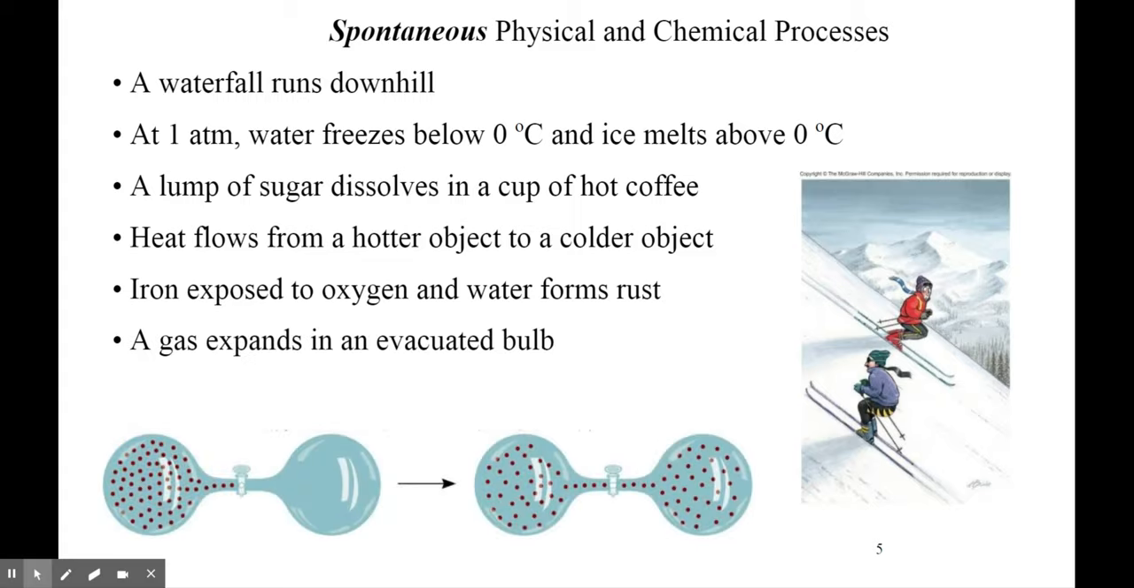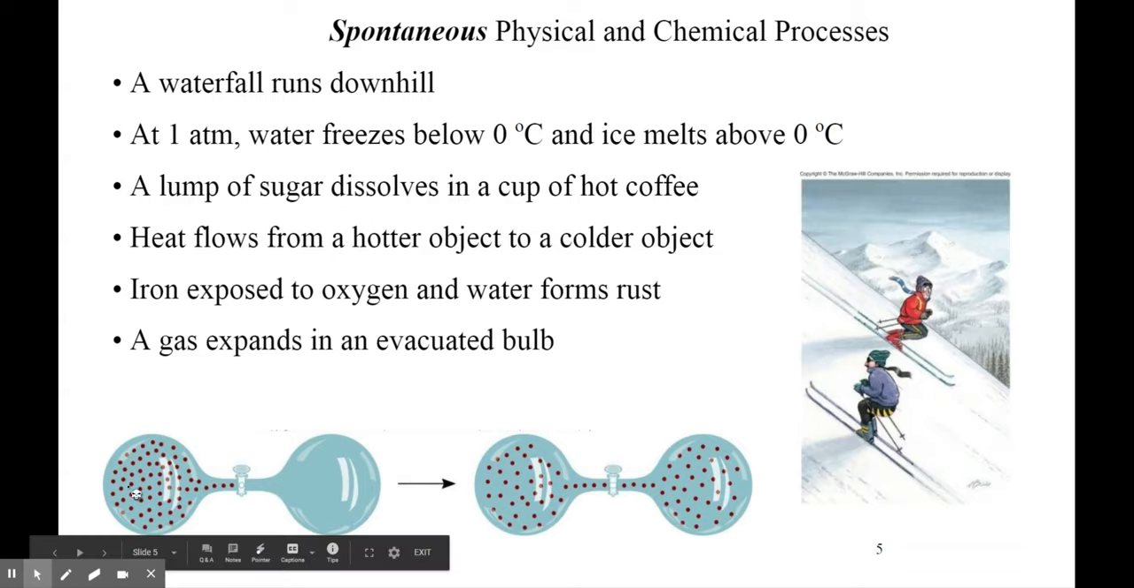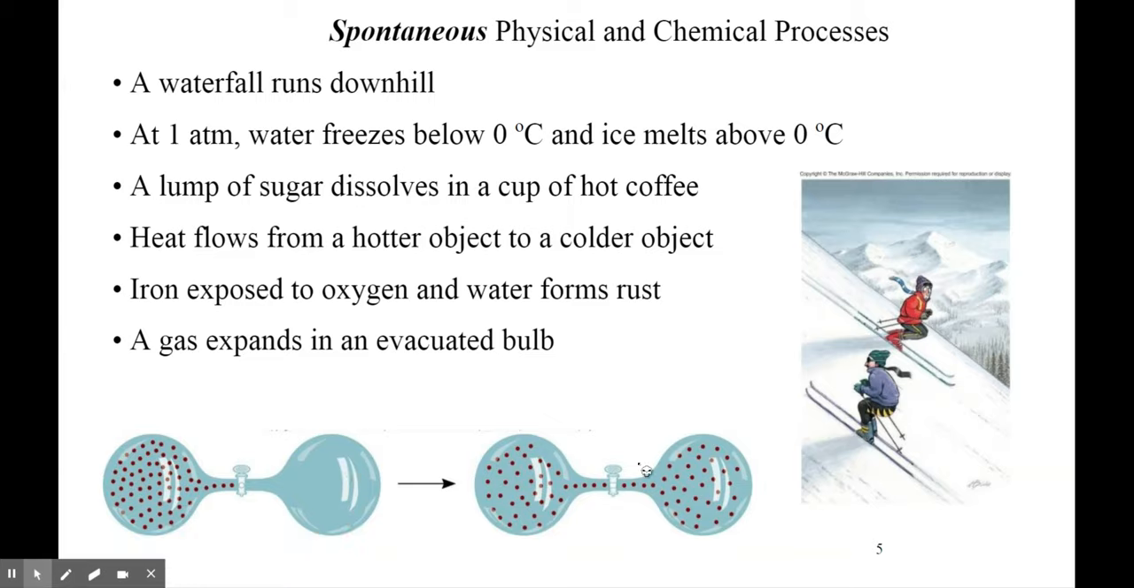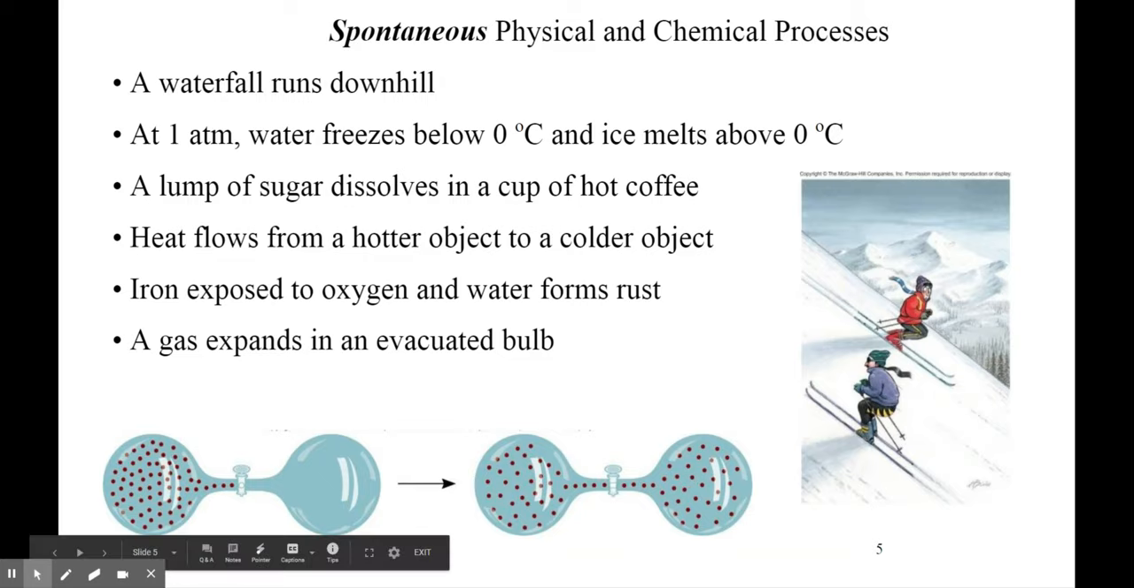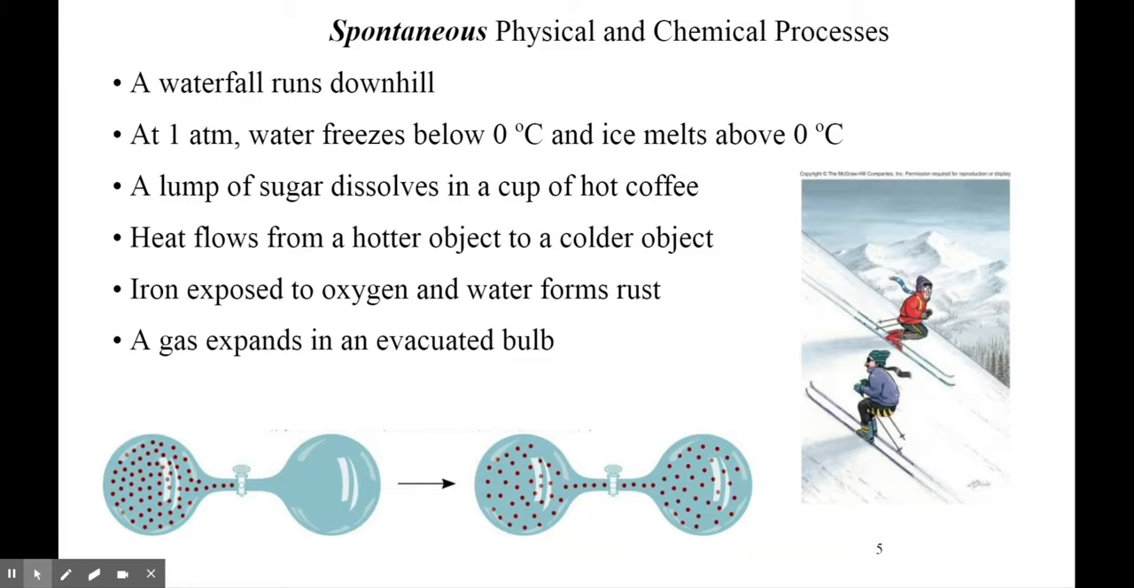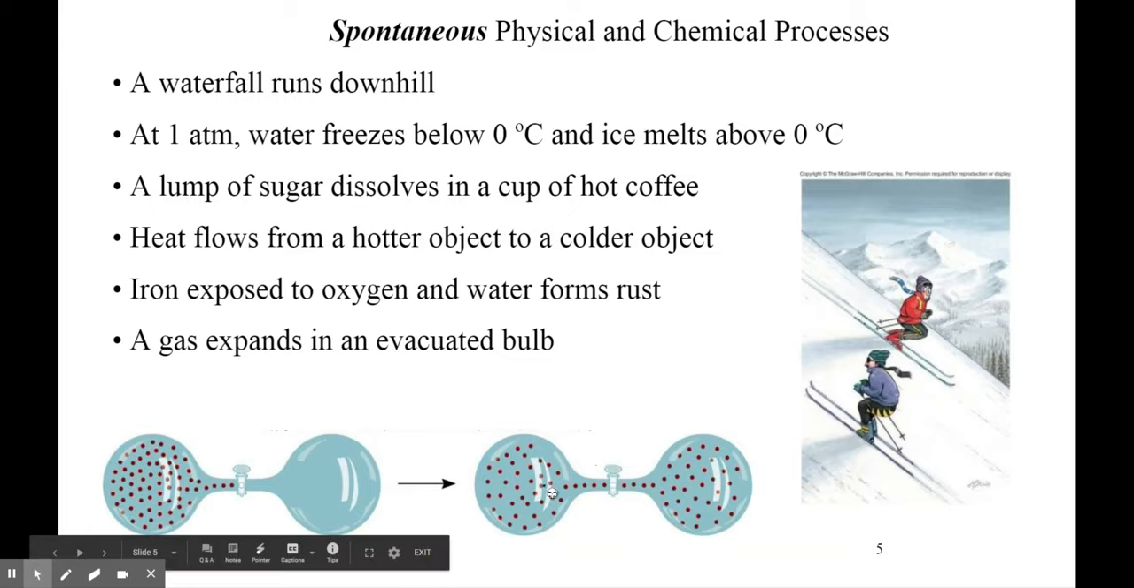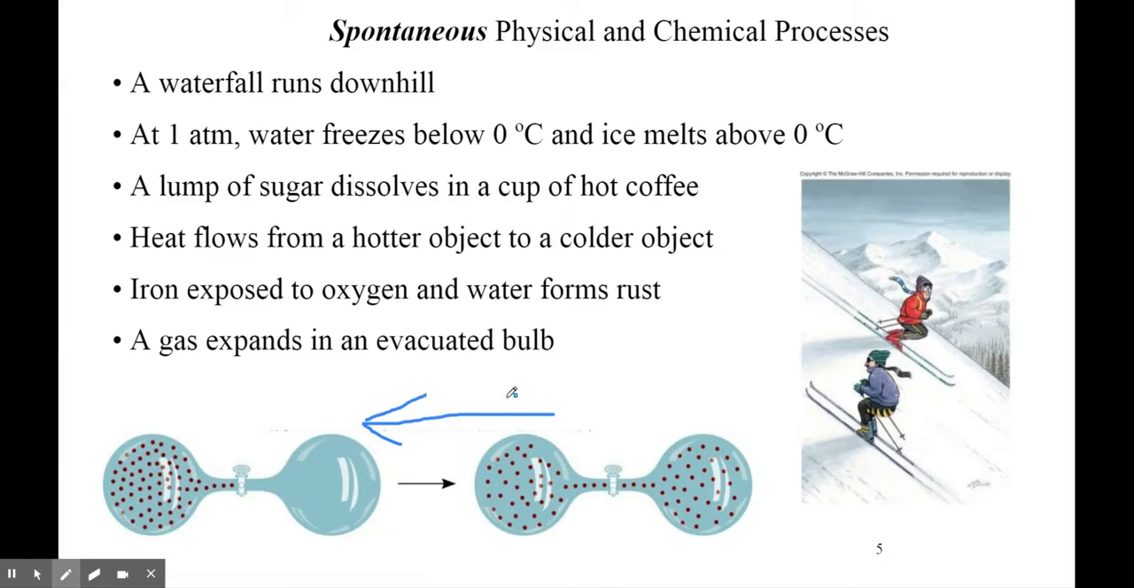If you have a whole bunch of gas in one side of a chamber and there's less on the other, when you allow them to mix, it's going to spontaneously move from one side to the other. So again, what we want to know is, why are some things spontaneous but not others? You wouldn't expect to see this happen spontaneously where it just goes in the reverse direction. That's not likely to happen.